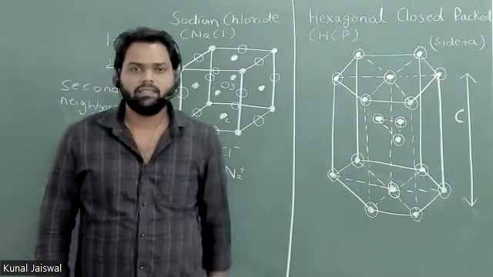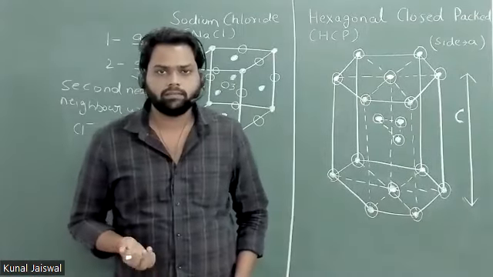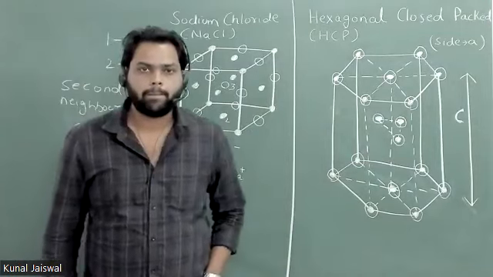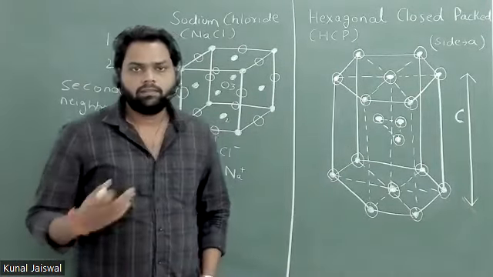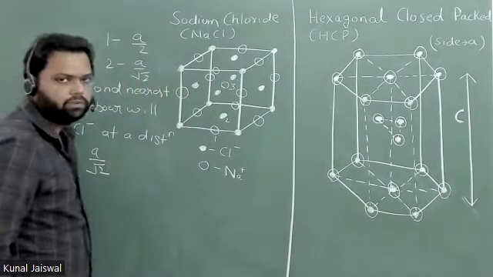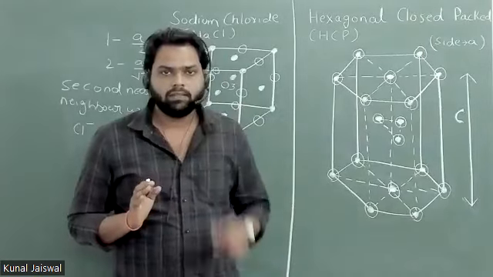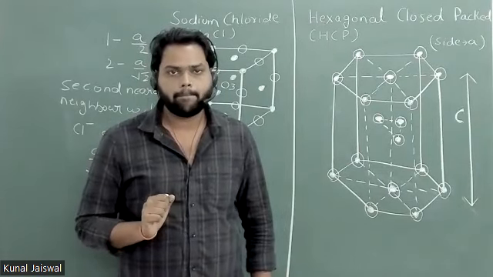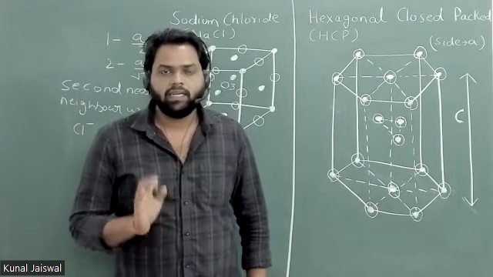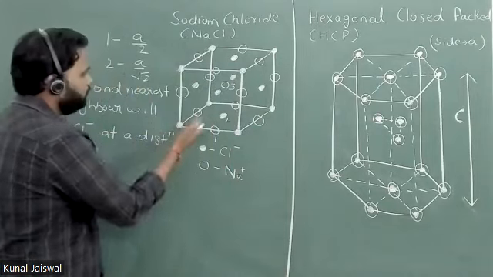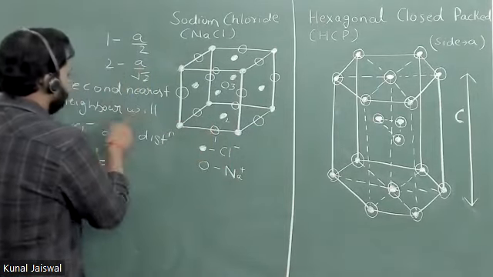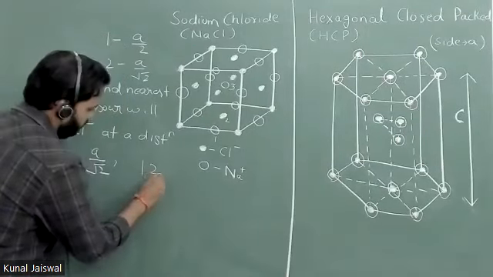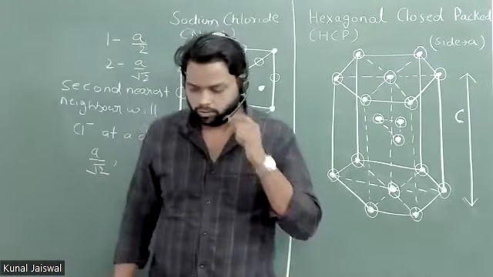Why 6? Yesterday I discussed with the coordinates. Just remember the FCC lattice. I wrote down all the 12 coordinates here. Yesterday we wrote all the 12 coordinates. How a by root 2? What was the nearest neighbor distance of the FCC lattice? A by root 2, right? And then I wrote all the 12 coordinates, and it follows the same symmetry. So the second nearest neighbor will be Cl minus at a distance a by root 2, and the number of Cl minus as second nearest will be 12. Write down your statement in your notebook.